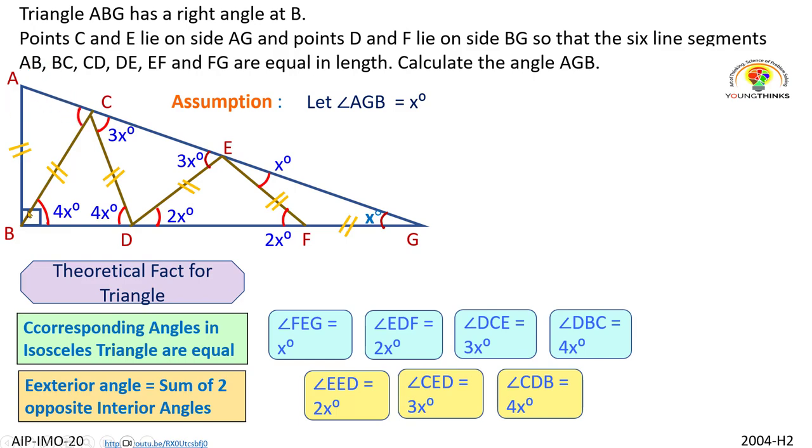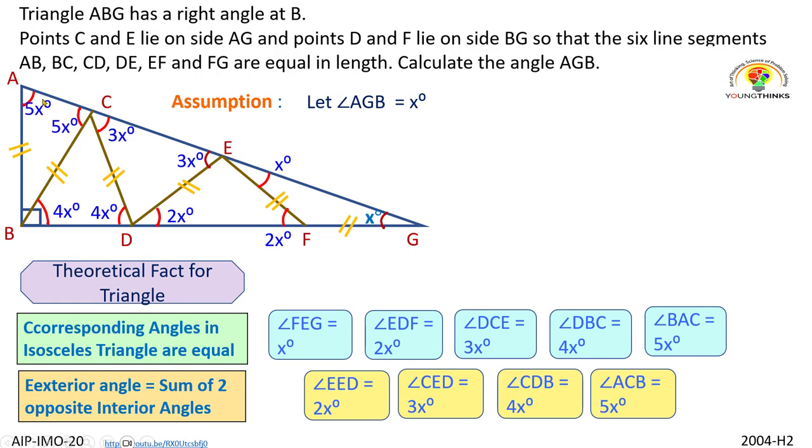Lastly, what will be the value of this angle, angle ACB? If you look at the triangle CBG, a 4x here and an x here together will make it 5x as the exterior angle here. So angle ACB is 5x. And if these two sides are equal, if this is 5x, that angle CAB is also going to be equal to 5x.